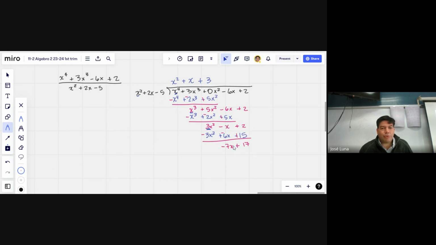The x has an exponent 1. And the degree of the divisor is 2. The degree of the divisor is greater than the degree of the now dividend. So we're done. This is the remainder. We write the remainder as part of the answer. So we have the quotient, and we're going to write this. And we're going to use a plus, and we're going to keep the negative with the 7. Negative 7x plus 17 over the divisor, x squared plus 2x minus 5. And that's the result of our division.